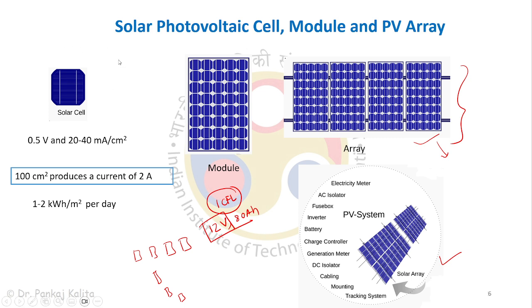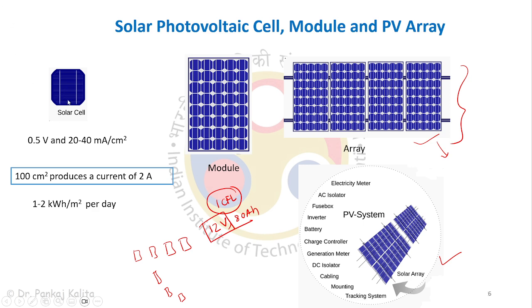Now, what is a cell, module and array? To understand it in simpler language, the solar cell is the building block, and an array of solar cells makes up a module, and a series and parallel combination of these modules can be called an array. And several arrays combined together are known as the whole PV system, with several other instruments involved, like inverter, battery, charge controller, DC isolator. The whole thing is called a PV system.